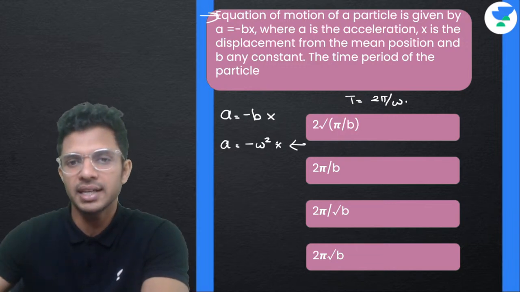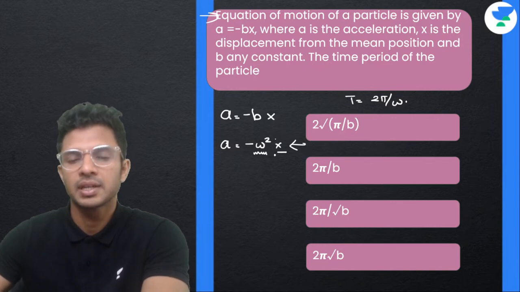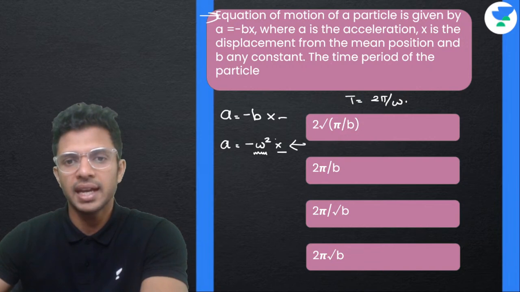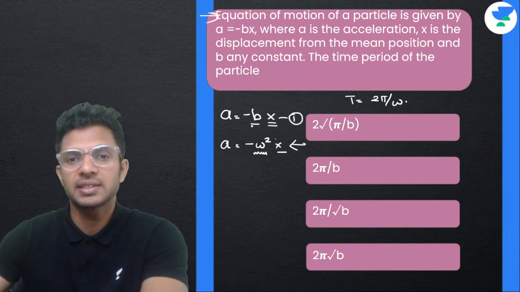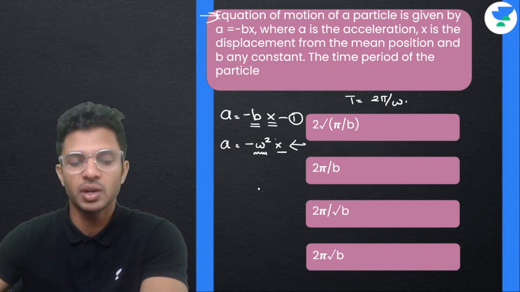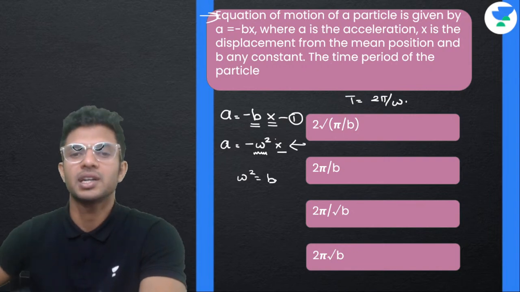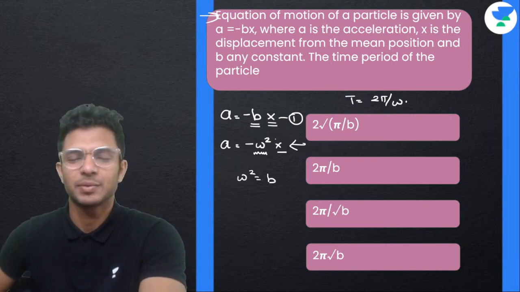According to this formula, whatever is the coefficient of x, that will correspond to omega square. So, analyzing the above equation, the coefficient of x is b, and this coefficient of x will be omega square. Samajh mein aa gaya?